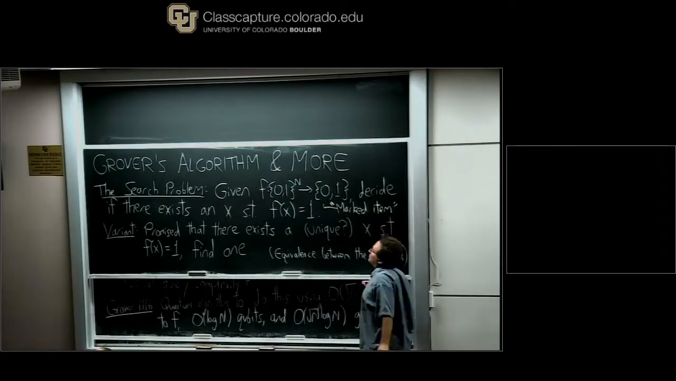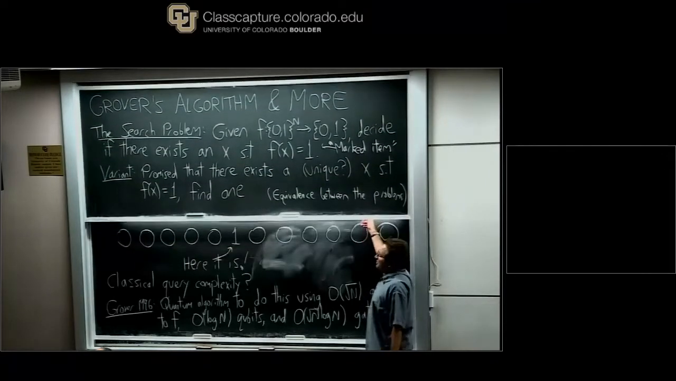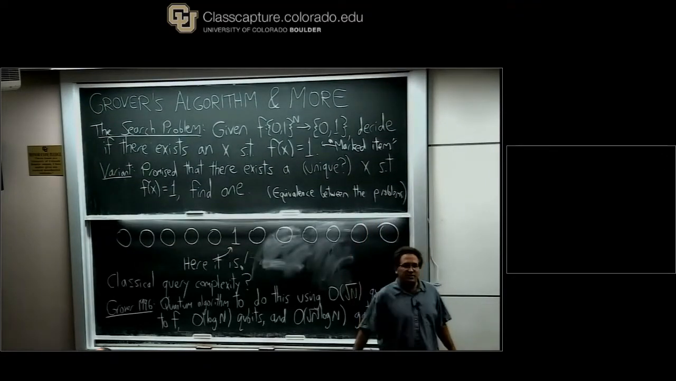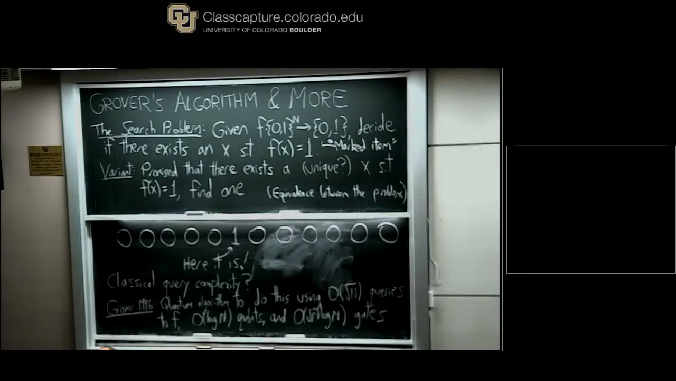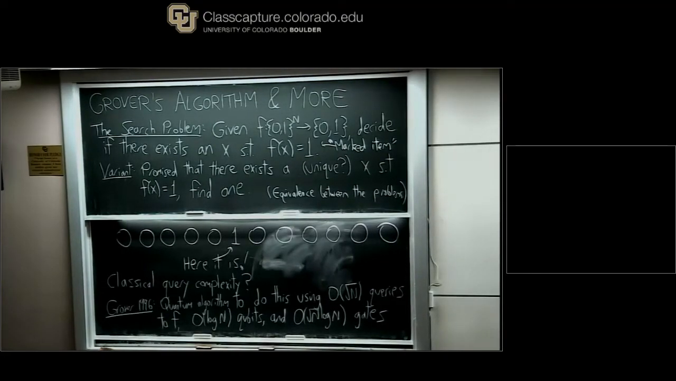In one direction, if we had the ability to find a marked item whenever there is one, then we could just run our finding algorithm, and if it finds a marked item, then there was one, and if it doesn't, then there wasn't one, because if there was, it would have found it. In the other direction, as we just heard, you can use binary search, right?